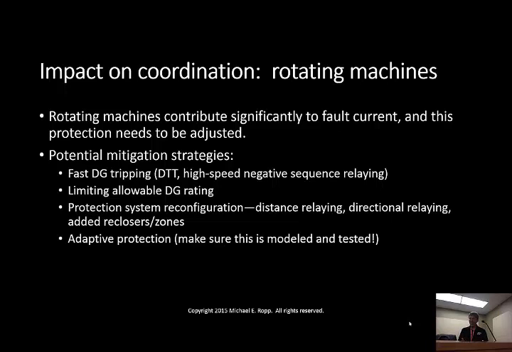Now, of course, the problem with that is you have to do it with relays. You can't do it with fuses because fuses only have one setting. It doesn't matter which direction the current is going.